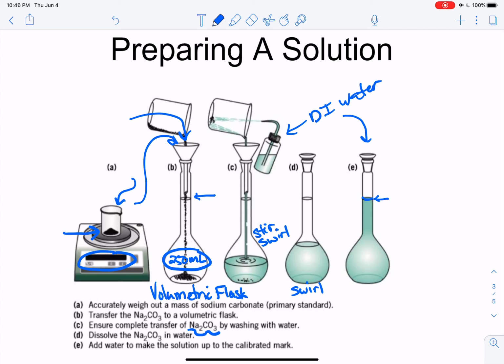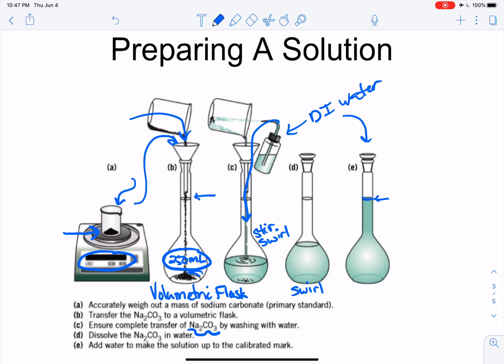Now, another thing I wanted to point out is you did not squirt 250 milliliters of DI water into your 250 milliliter volumetric flask. You put less than 250 milliliters of water in there. You made 250 milliliters of solution, but you didn't add 250 milliliters of water. And why do you think that is? Why do you think you added less than 250 milliliters of water in here?